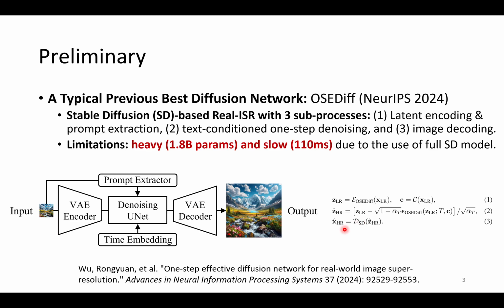Although OSEDiff reduces the sampling step number from multiple to 1, it still uses the full diffusion model backbone. The total number of parameters is 1.8 billion, and inference takes around 110 milliseconds per image on an NVIDIA A100 GPU. This is still too slow and too large for real deployment on mobile phones or other edge devices.